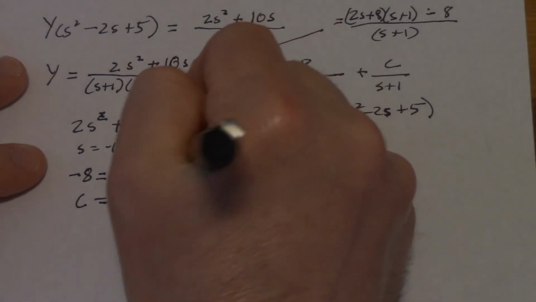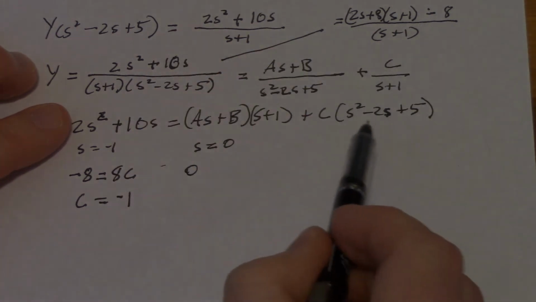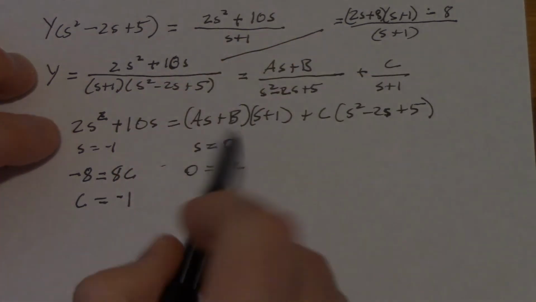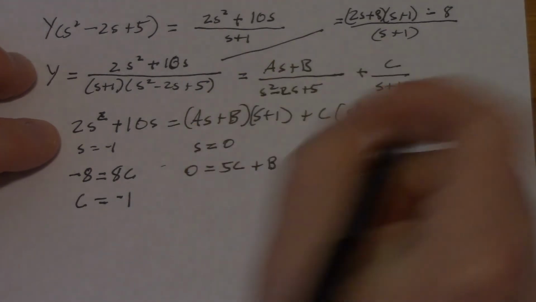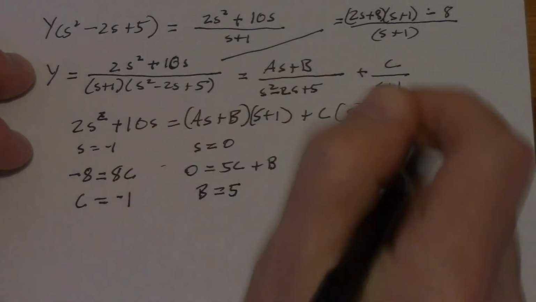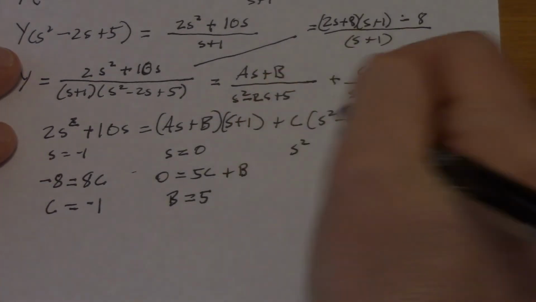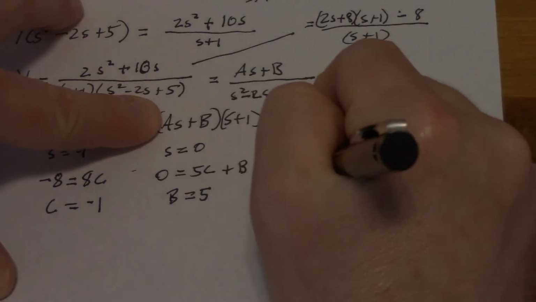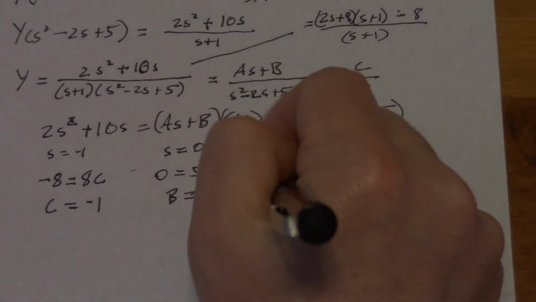Okay, so s equals 0 would be the other somewhat semi-nice one. That's going to give me 0 on this side. Okay, that's going to give me 5c, and it's also going to give me 0 there, but b. Okay, and since c is negative 1, that's going to be negative 5, so b is 5. Okay? And then lastly, we can collect on s squareds. It's not too bad. Over here it's 2. Here we're going to have an a plus c. And once again, c is negative 1. So when I move it over here, I'm going to get that a equals 3.